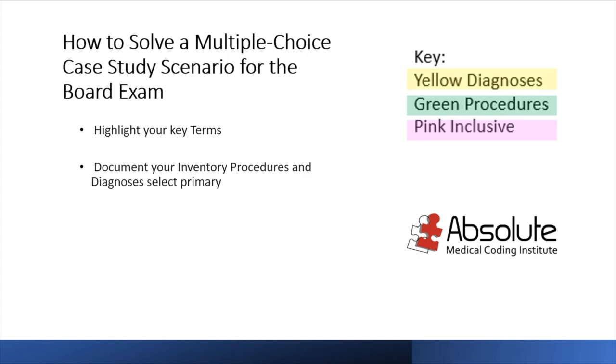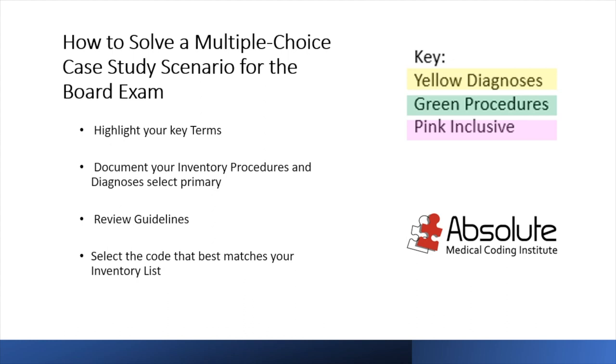Once you've done your highlighting, you're going to have to document your inventory. That's your procedures, diagnoses, and select a primary code. Which diagnosis is primary, which procedure is primary. Then you're going to review all pertinent guidelines. And finally, the code that best matches your inventory list is often the correct code, or a code that is pertinent to a guideline, that will be your best code.